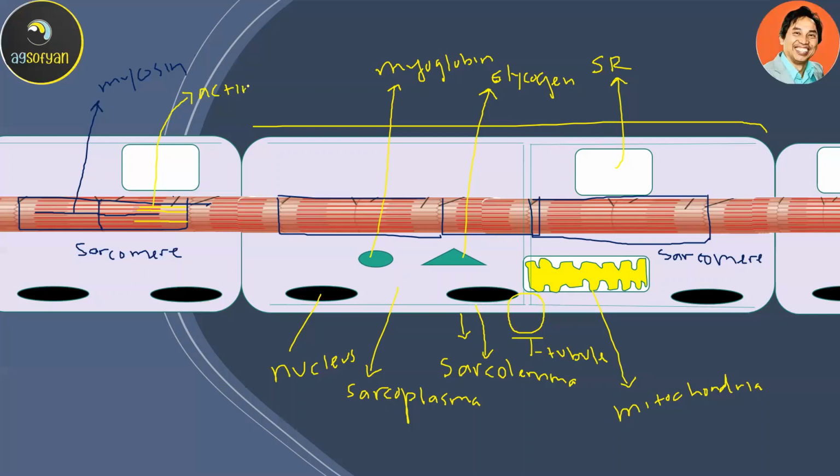Okay, so these are the two main filaments of the sarcomere that are used for contraction. We will see the process later. Okay, so just remember actin and myosin are the filaments in the sarcomere that are used for muscle contraction.